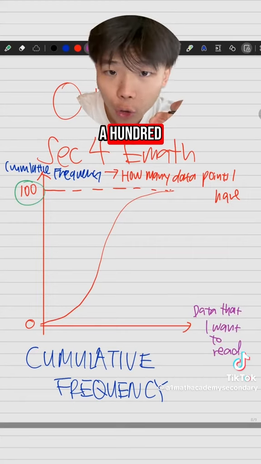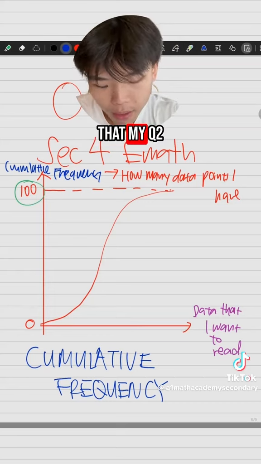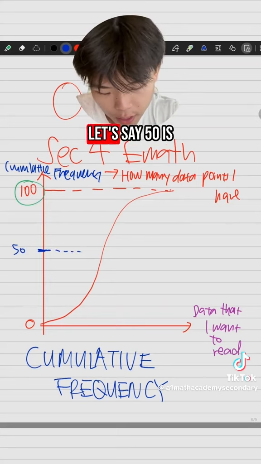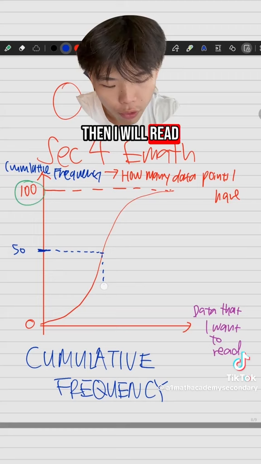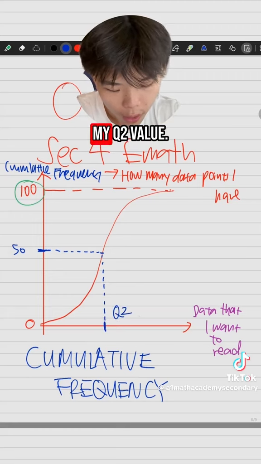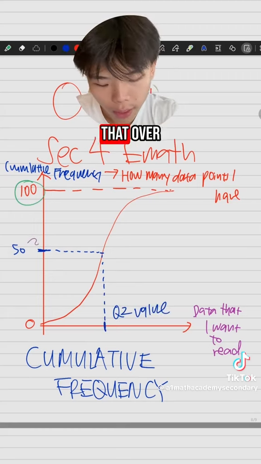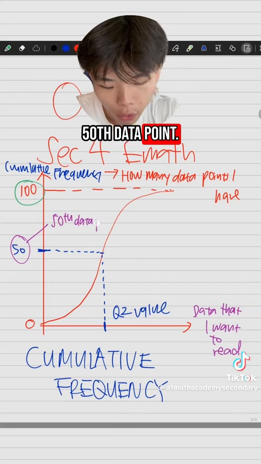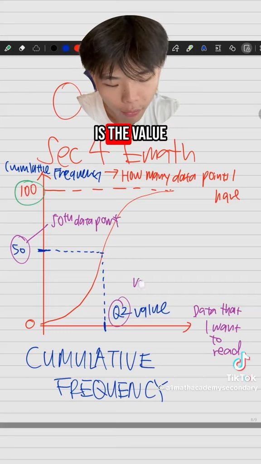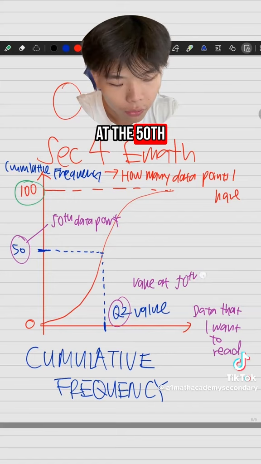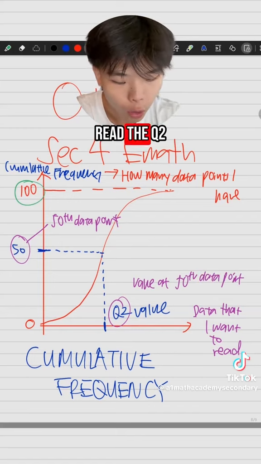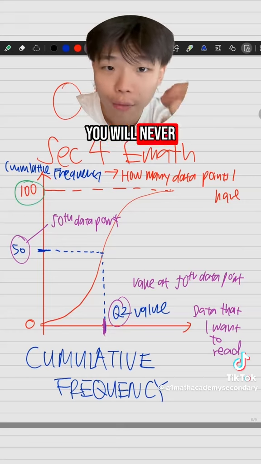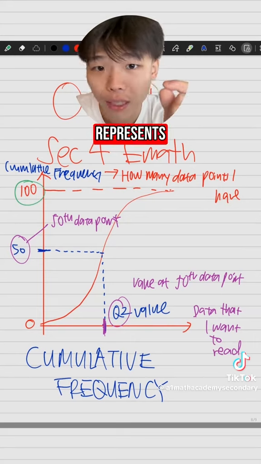So if I have 100 data points, that means that my Q2 or my median position will be at 50, right? So for instance, let's say 50 is here, right? Then I will read downwards, and over here, this will be my Q2 value. So take note that over here, this 50 represents the 50th data point. And what Q2 is essentially is the value at the 50th data point. So whenever you want to read the Q2 value, it is actually on the horizontal axis most of the time, right? You will never read it on the vertical axis that represents cumulative frequency.